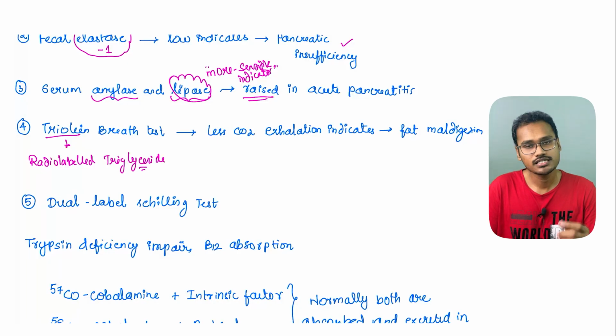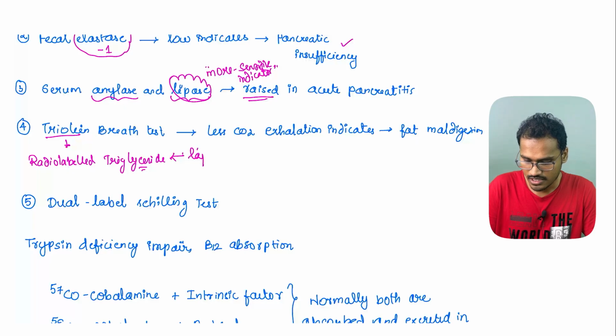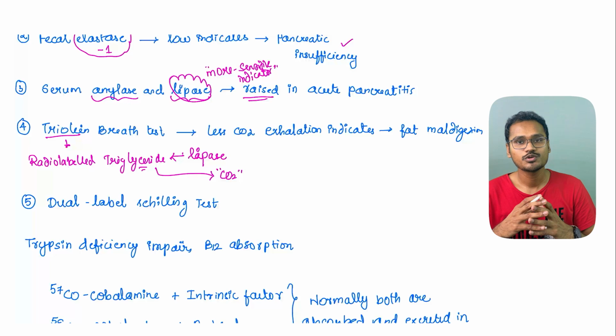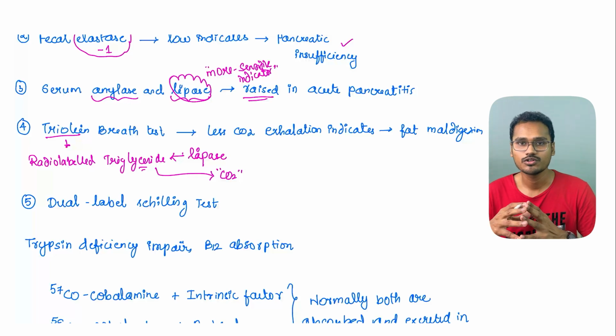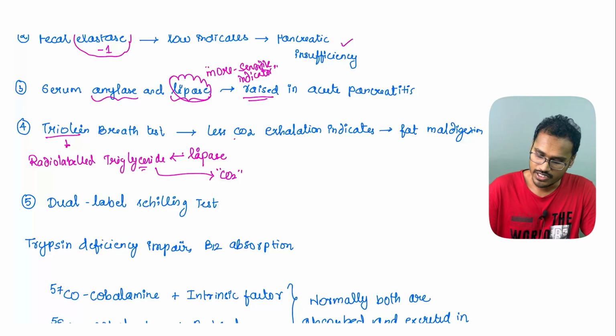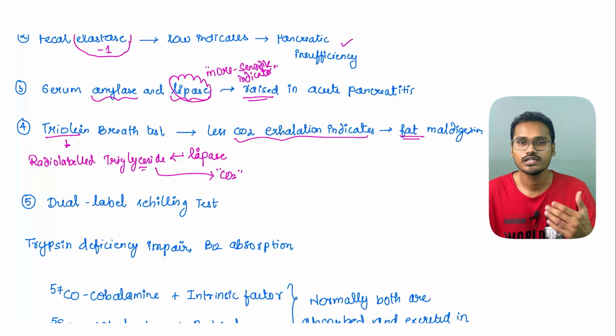And we know that pancreatic lipase is involved in fat digestion. So lipase is going to act on this. When it acts on this triglyceride or triolein, what is going to happen? It will produce CO2. If an adequate amount of CO2 is produced, it means this patient has a good amount of lipase. So less CO2 indicates that fat malabsorption or maldigestion is happening in this particular patient.